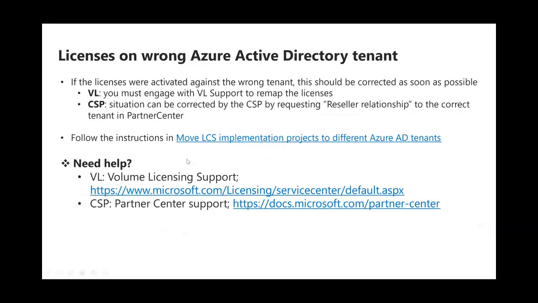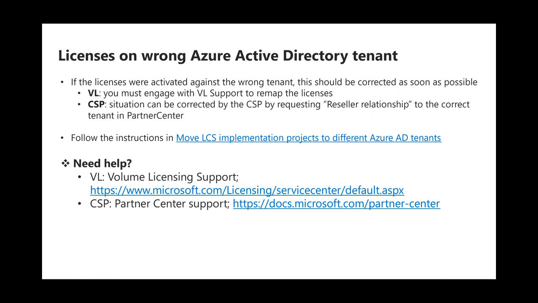And the last topic here, we've talked about this before multiple times now, because it is a big issue that we see, is what to do if the licenses ended up on the wrong Azure Active Directory tenant. We've written it all up. The instructions are here in this document, Move LCS Implementation Projects to a different Azure AD tenant. It can all be done without our involvement or without our Dynamics service engineering or LCS teams. It's pretty much self-service now. Even if you're live already, you can still do this. But it does take time.